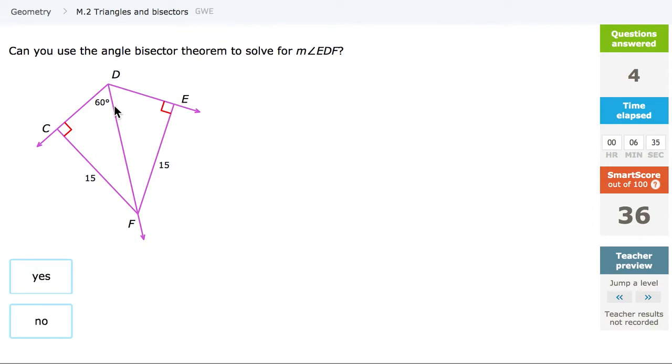So here we know that this measurement is congruent to this one, and therefore this segment we can conclude is the angle bisector. So can we use the angle bisector to solve for the measurement of angle EDF? Where is EDF? EDF is here. Can we come up with an angle measurement here? Yes, we can conclude that is 60 degrees. So yes, we can use this theorem.